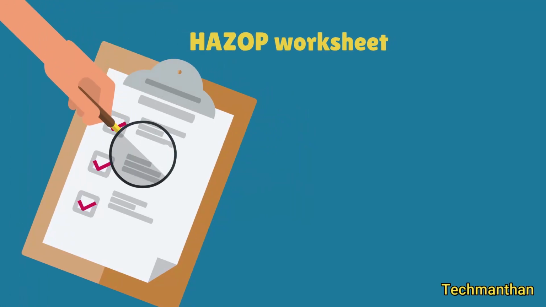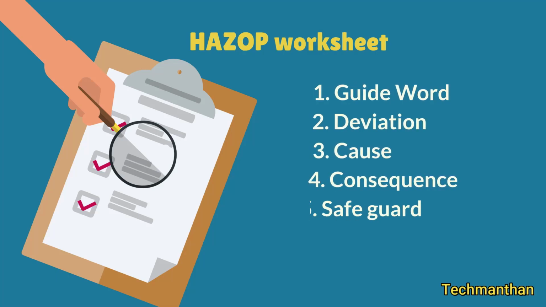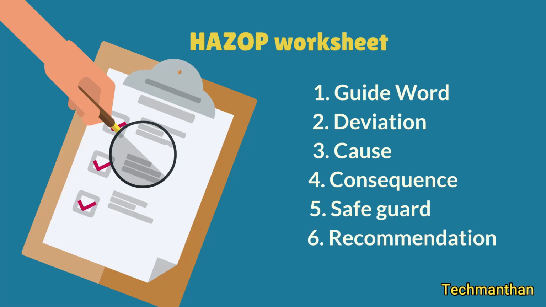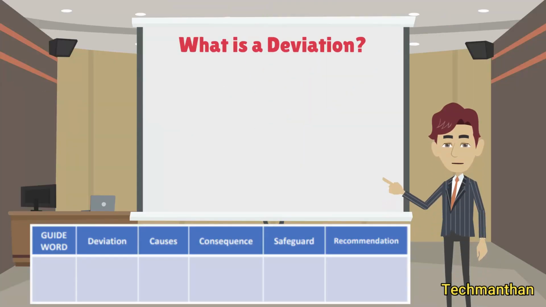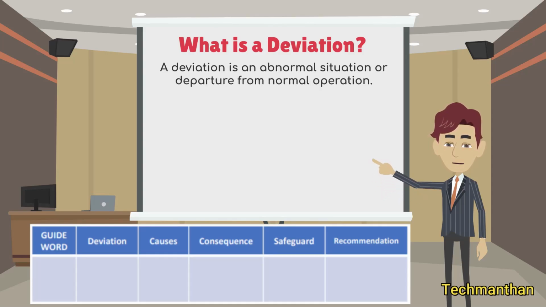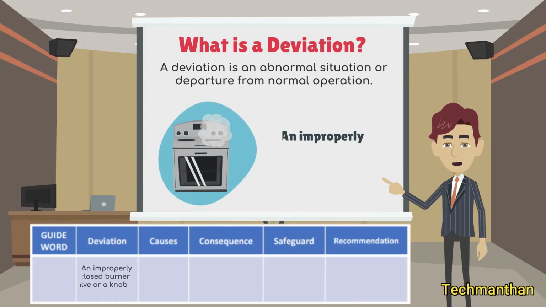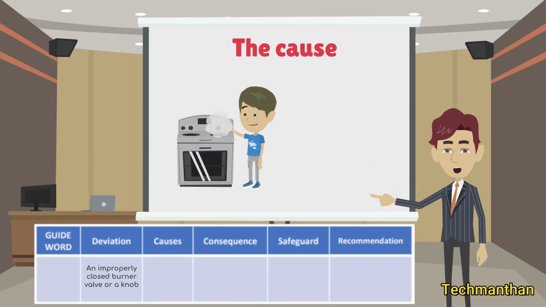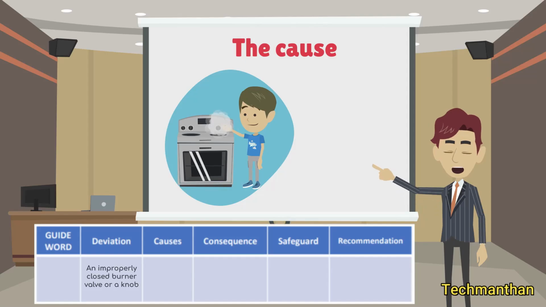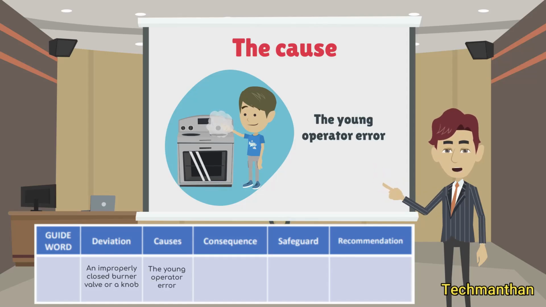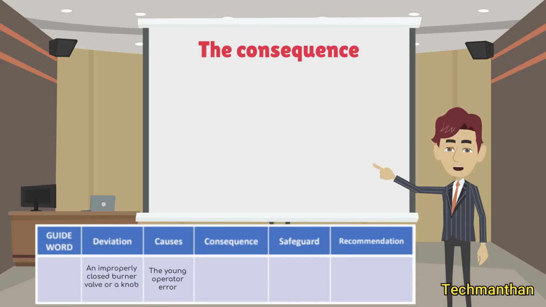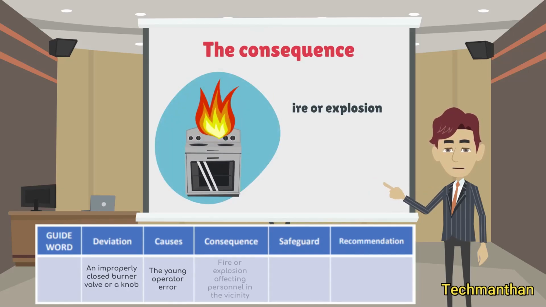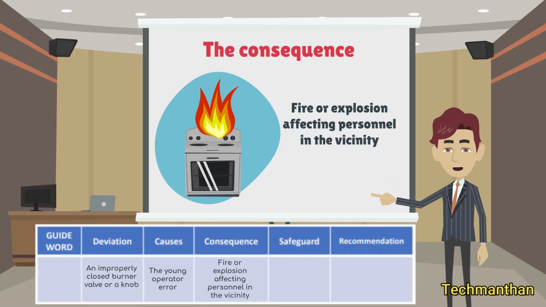A HAZOP worksheet consists of guide word, deviation, cause, consequence, safeguard, and recommendation. What is a deviation? A deviation is an abnormal situation or departure from normal operation. In this case, it is an improperly closed burner valve or knob. The cause, shown in the worksheet here, is the reason for the deviation to occur. In this case, it is the young operator's error. The consequence is the unintended outcome, such as fire or explosion affecting personnel in the vicinity.